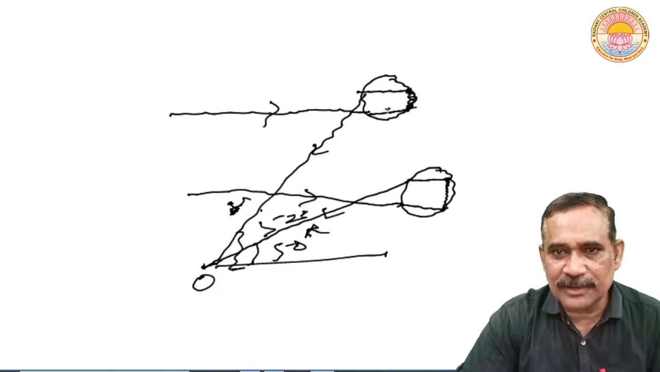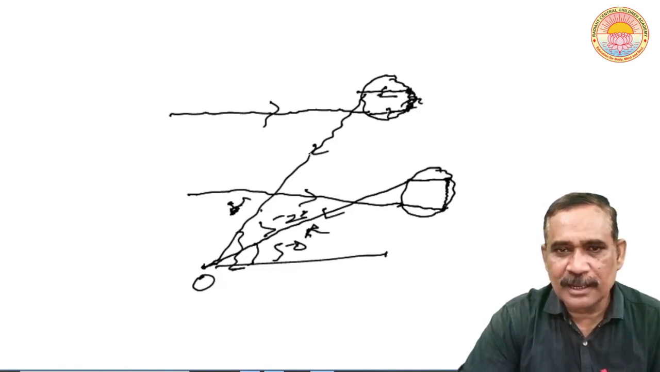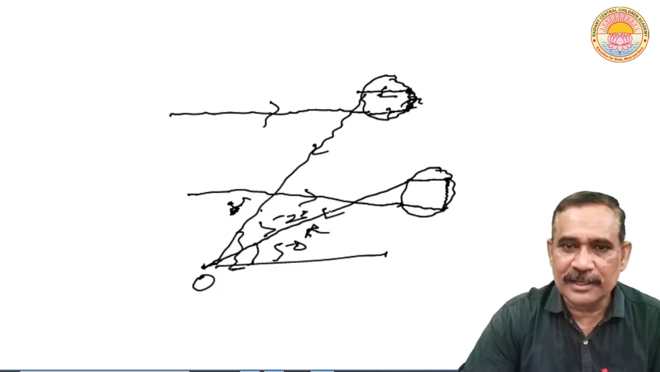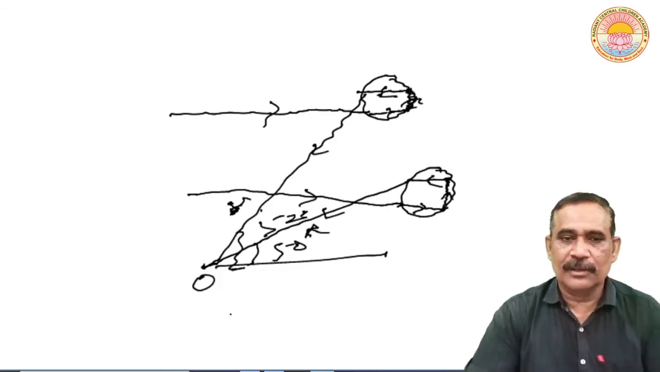This is the first refraction, this is the first reflection, this is the second reflection, and this is the second refraction. Here also, this is the first refraction, the first reflection, the second reflection, and the second refraction. Hope you understood the topic. Thank you.